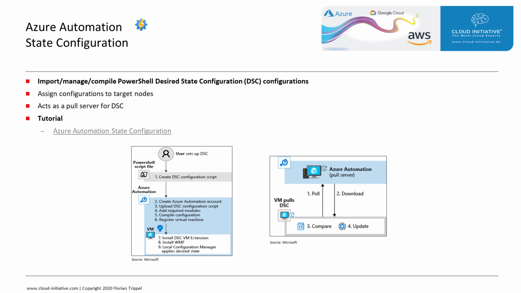So now that we know DSC, let's focus on what Azure Automation state configuration can do for us. With state configuration, we can import, manage, and compile PowerShell DSC configuration files. More precisely, we can assign configuration files to certain VMs, and the state configuration will work as a pull server for DSC. If you want to try this out firsthand, then follow the tutorial link.